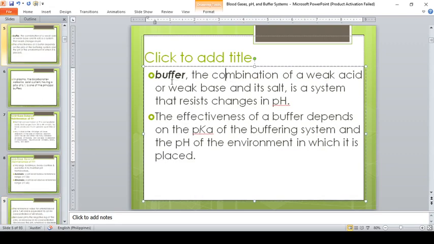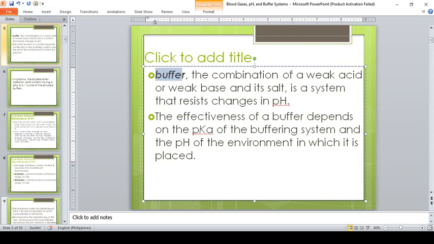So buffer, when we say buffer, we already defined this one in your biochemistry, even in analytical chemistry, that is a combination of weak acid and a weak base. And its action is that it will try to resist a change in pH. Okay, but guys, take note that the effectivity of the buffer depends on the acid dissociation constant of the buffer.